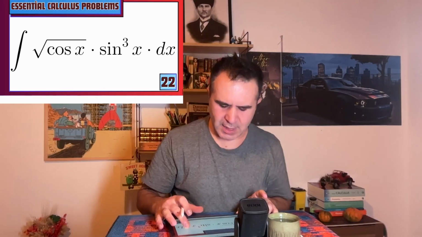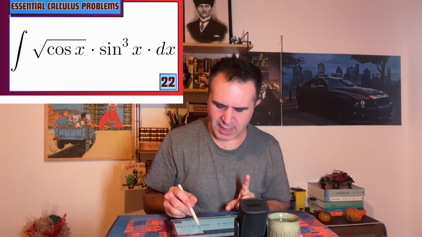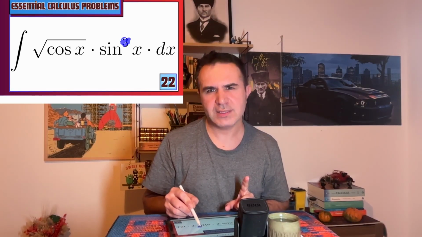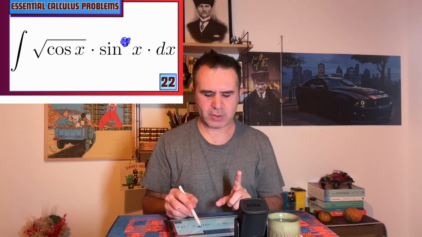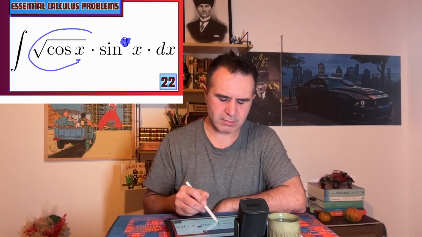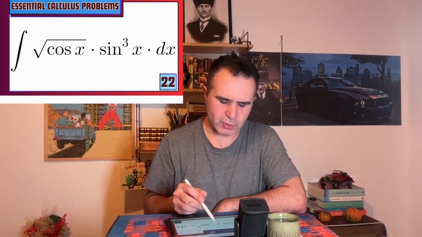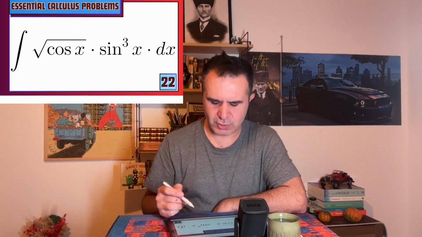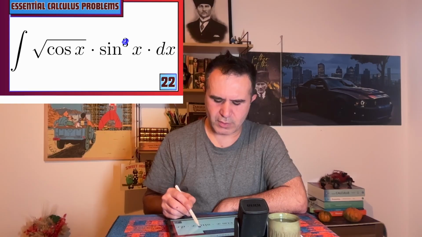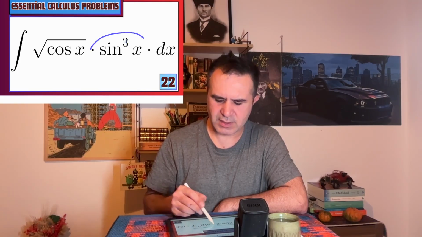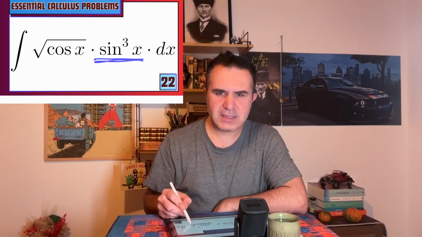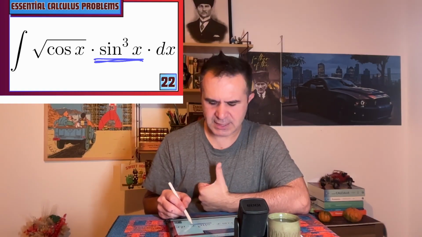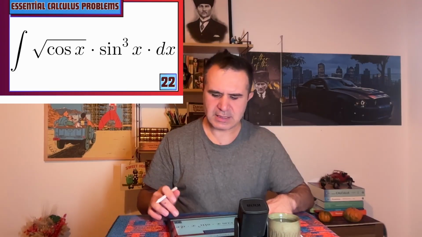Now, if we had just one sine x here, we could solve the integral easily using substitution. We would say that cosine x is u. But we have sine cube of x here, so I will split this sine cube x into two parts: one sine square of x and second sine x.